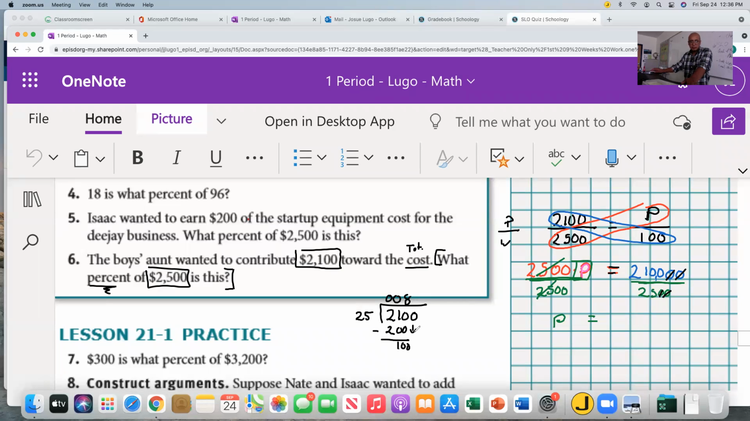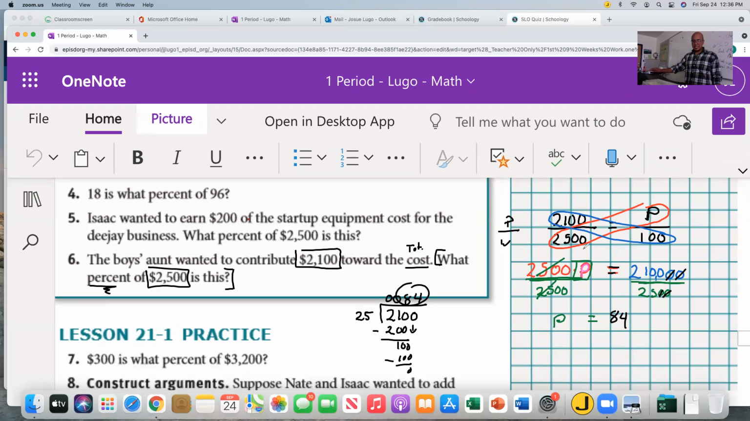Okay. So 210 minus 200 is 10. We bring down the 0. Now 25 goes into 100 4 times, which is exactly 100. Ladies and gentlemen, my answer is 84, meaning my percentage is 84%. That would be the answer to number 6.